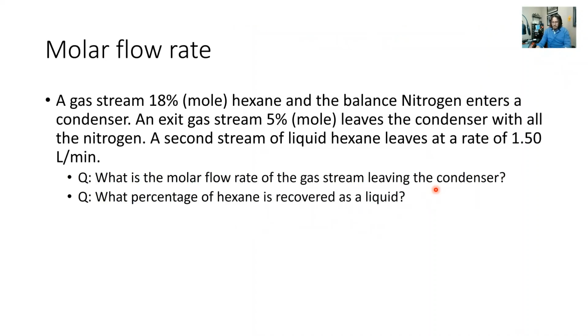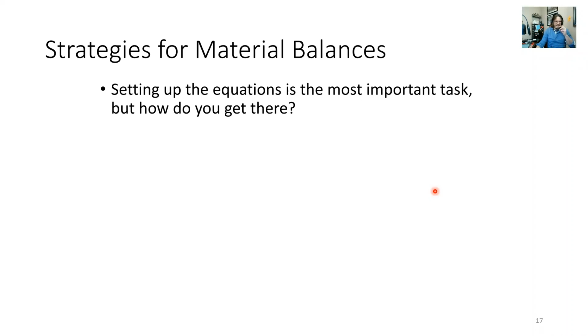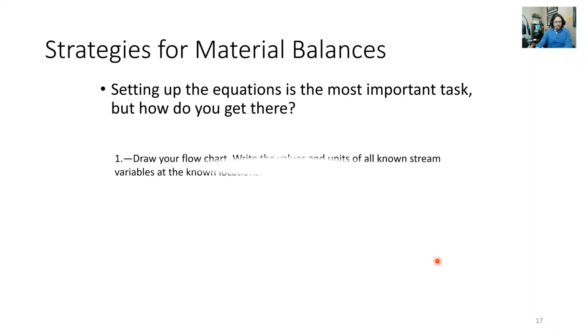So strategies, we've gone over some strategies, or we'll go over them again because they're the key concepts, my weekly takeaways, if you will. Setting up the equations is definitely the most important task, but how do you get there? The first thing you want to do is draw your flow chart. The flow chart, again, is the analogy to the free body diagram that you see in other classes. You need to write down the values, label the process streams, and label all the variables at these known locations. That helps you set up your balances. For the most part in this class, it's input equals output.